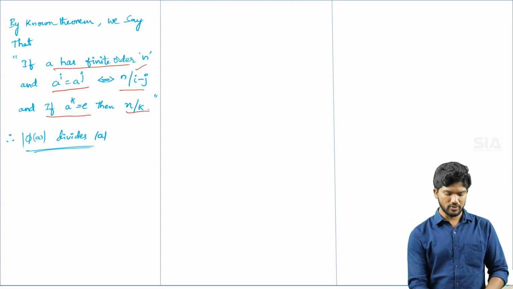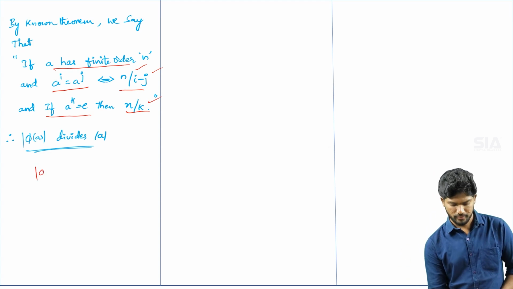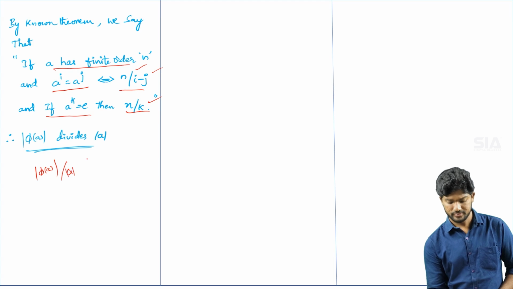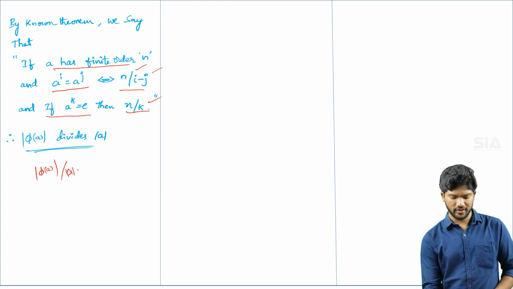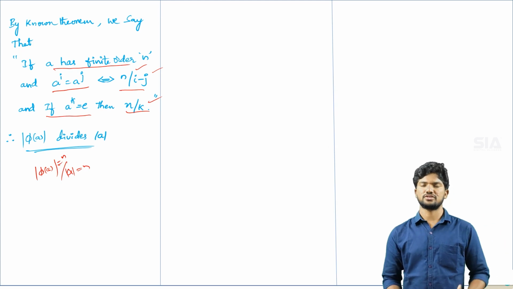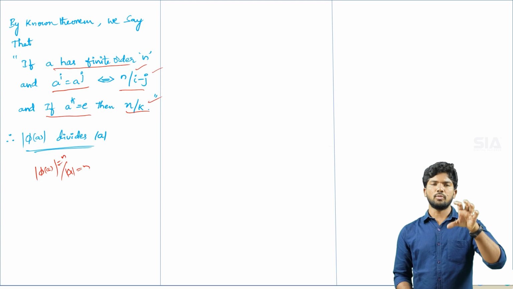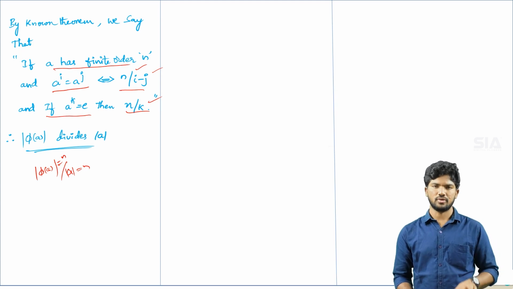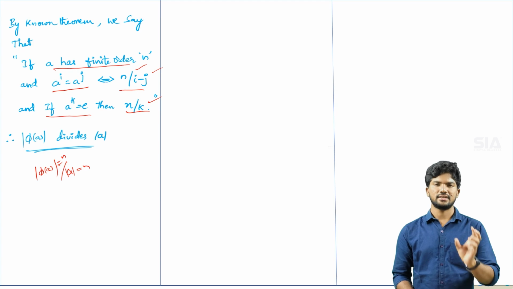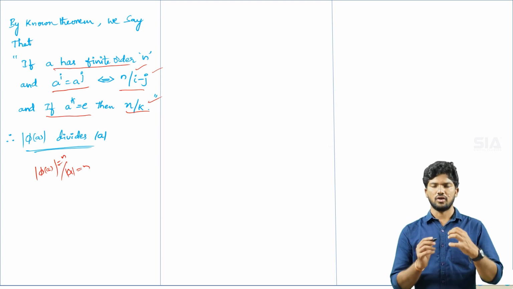So by using these two statements, you can write that the order of pi of a divides the order of a in this format. Why? Because the order of a we took as small n, and the order of pi of a we also got as small n. So small n divides small n. Therefore, the order of the homomorphic image of an element divides the order of the element. So this is the third property of the homomorphism.